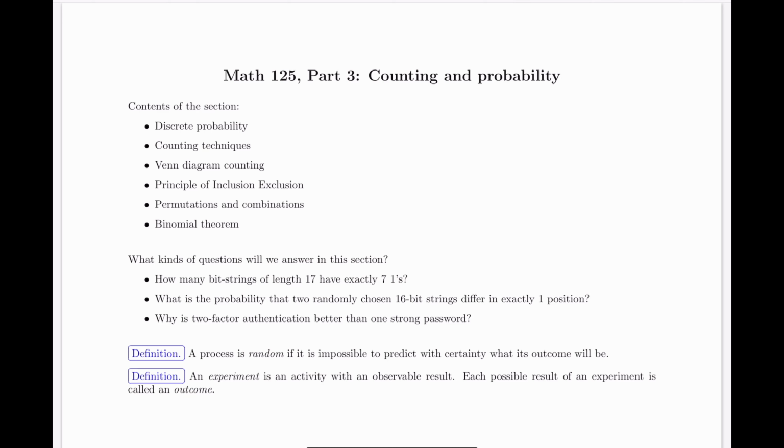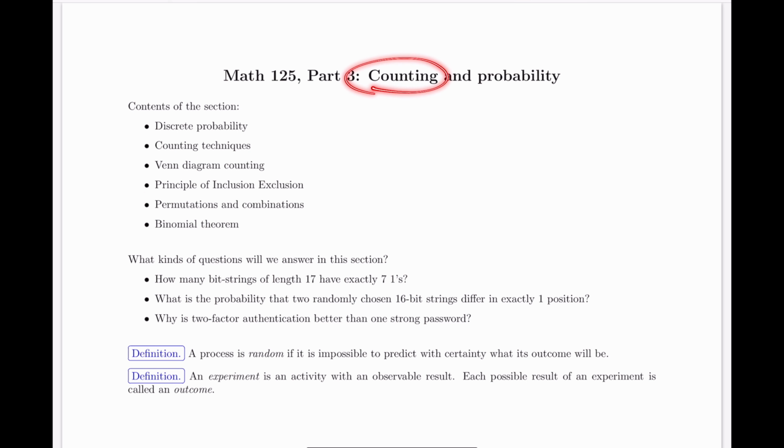Our next unit is going to be on counting and probability. We're going to discuss a variety of topics, including discrete probability, counting techniques that will allow us to actually calculate more types of probabilities. We're going to have a visual representation using Venn diagrams. We'll discuss the principle of inclusion and exclusion, and then do more of the counting techniques, including permutations and combinations.